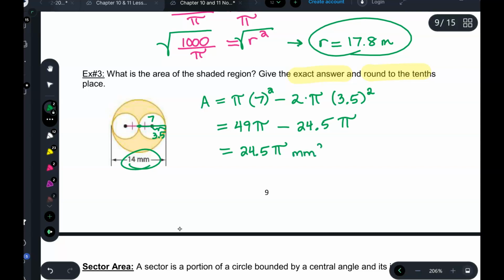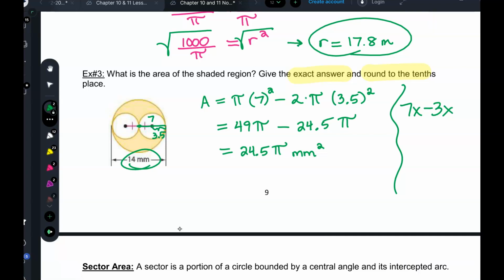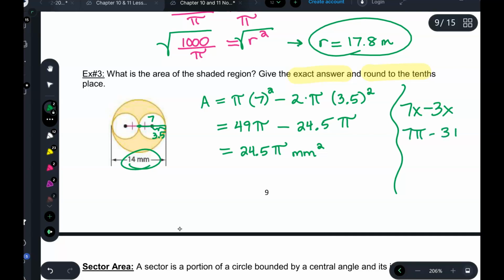Wait, isn't pi minus pi like there's none of it? Okay, you have to treat pi like it's a variable, right? If I had 7x minus 3x, that's 4x. But pi is not x. That's the same as if I have 7 pi minus 3 pi, isn't that 4 pi?